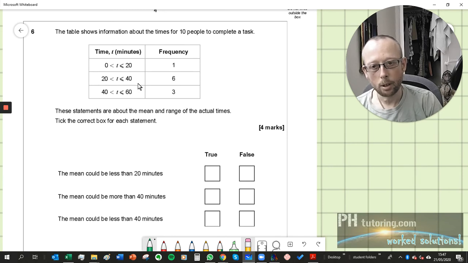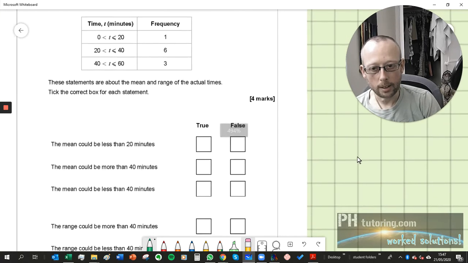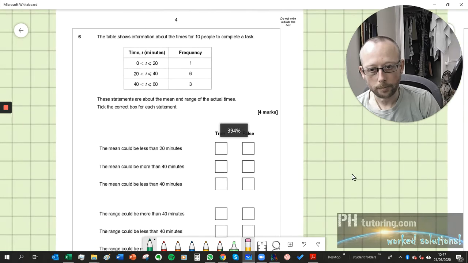The same rules can be applied here. These 6 people could all be on 40, or one could be 21, one could be 23, so we don't know how they're spread, and the same with that. That understanding is what's going to help you to answer these true-false questions.